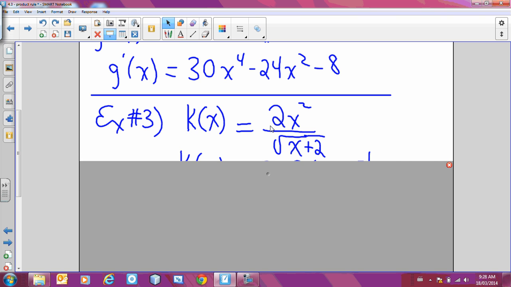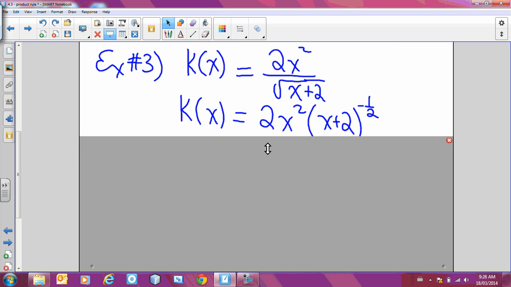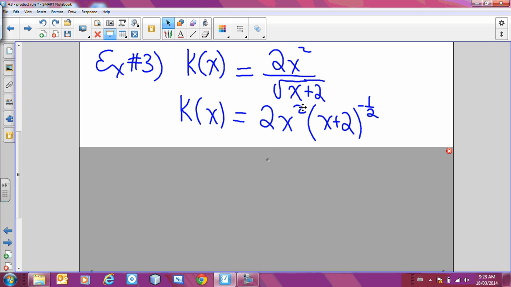Okay, so a simple term here. Initially, this looks like we've got a division, and of course we do. But with the product rule, if we can rewrite this as a product, then we can work it out. In this case, we have 2x squared as the numerator. Root x plus 2 can be rewritten as x plus 2 to the exponent negative 1/2. And now we have two terms being multiplied.